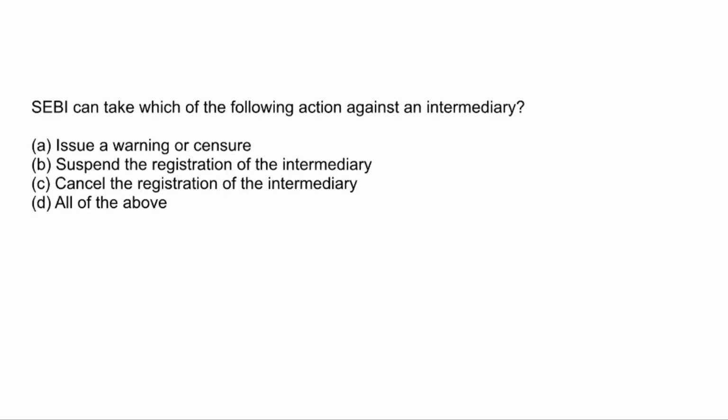Going to the next question. SEBI can take which of the following actions against an intermediary? A. Issue a warning or censure. B. Suspend the registration of the intermediary. C. Cancel the registration of the intermediary. D. All of the above. And the correct answer is all of the above.